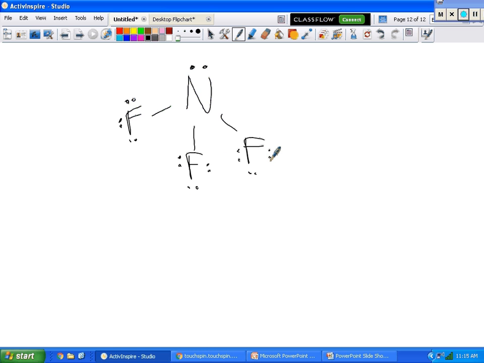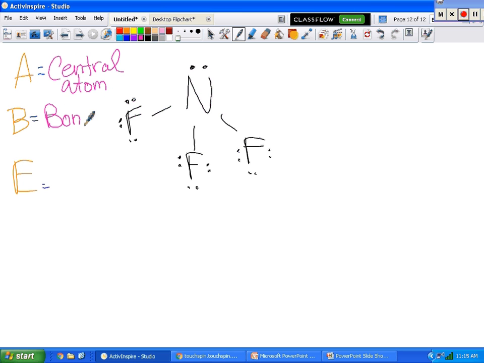So the way that I always taught this was in the ABE model. Okay, now, so we've got A, we've got B, and we've got E. Now, what did A stand for? The central atom. How many central atoms are on this thing? 1, and who is it? Nitrogen, okay? B stands for bonded atoms. And then E was electron pairs, and here's the key part to this.